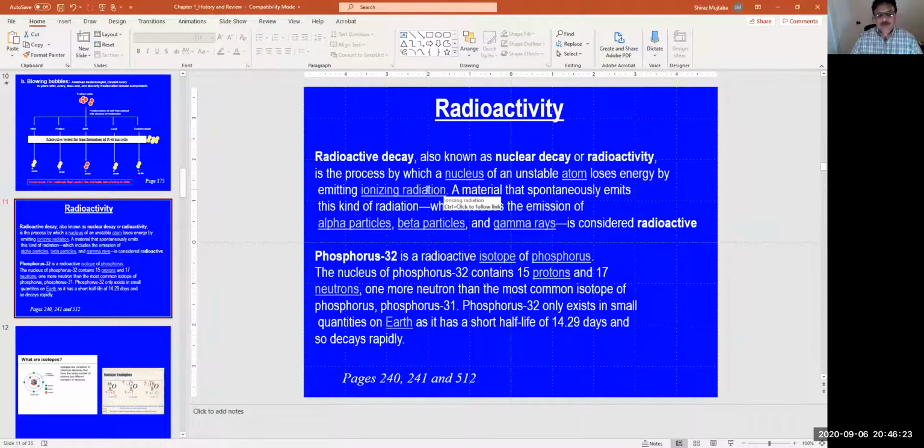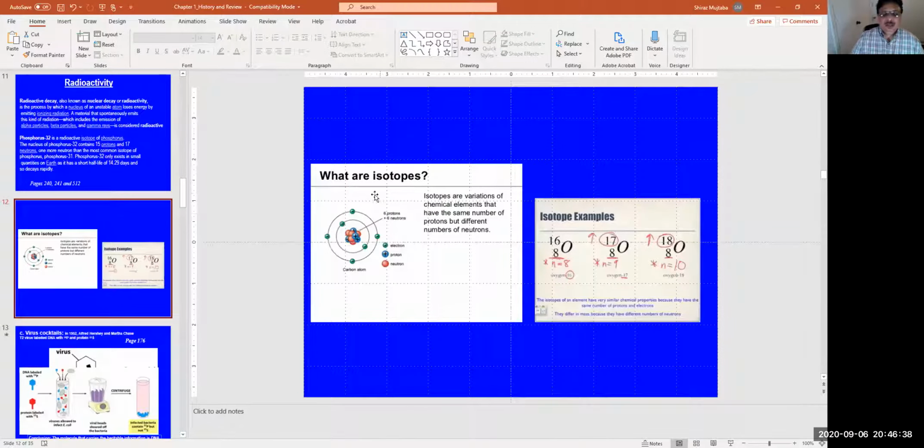That energy can be captured, and once you capture the energy, you can quantitate how much energy is gained, lost, and so on and so forth. So let me take some examples. These atoms, which are high energy atoms and unstable, have the same number of protons and the same number of electrons, but they have varying numbers of neutrons. And such atoms are called isotopes.